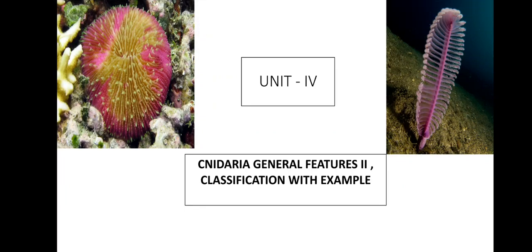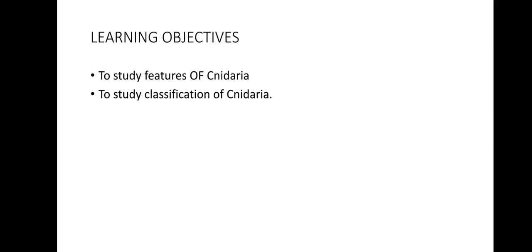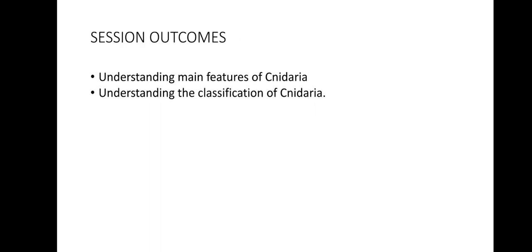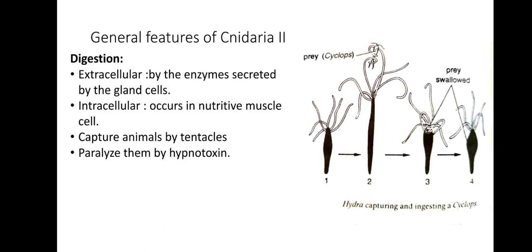In today's session, we are going to continue with the general features of an area, as well as we will try to understand the classification with examples. The learning objectives of this class are to study the features of an area and to study the classification of an area. The session outcomes are understanding the main features of an area and understanding the classification of area. By the end of the class, you will be familiarized with the features as well as its classification with examples.